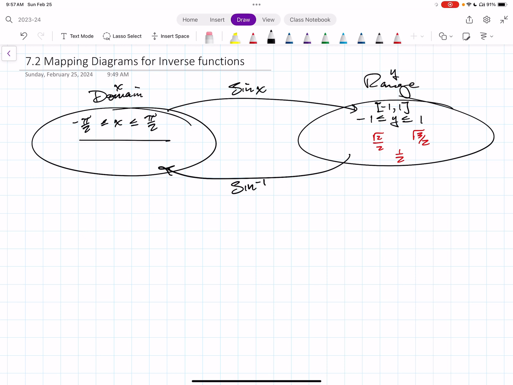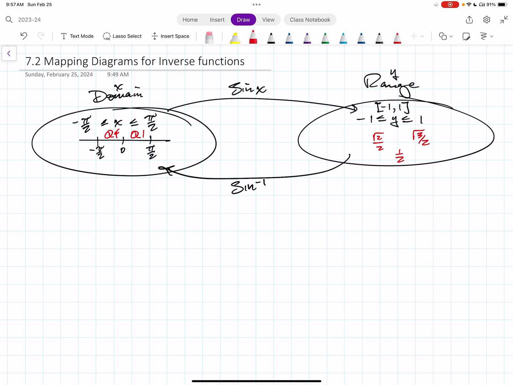And these angles, well, let me see. From negative pi halves to 0, that's quadrant 4, and from 0 to pi halves, that is quadrant 1. So you either get a quadrant 4 angle or a quadrant 1 angle. It's either quadrant 1 or 4, and you only get one. You get one output out of the inverse sine function.